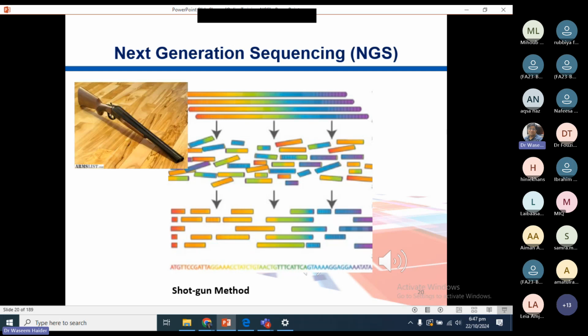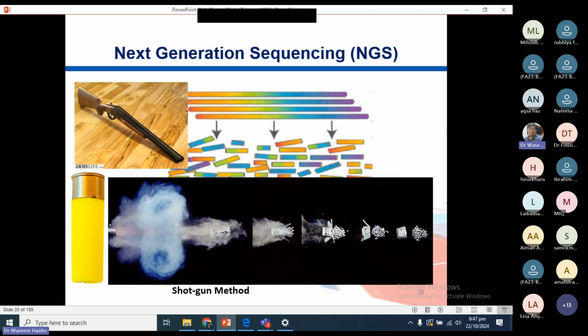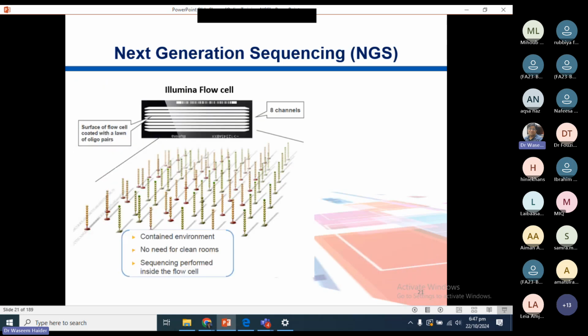Right, so somebody looked at these fragments like the fire of a shotgun. So this method also became famous as the shotgun method. And these are the instruments on which we sequence them. Illumina came up with the flow cell, again a smart idea, a very efficient thing they designed. Obviously, their engineers and R&D people were smart, right? So they came up with this instrument, the flow cell.